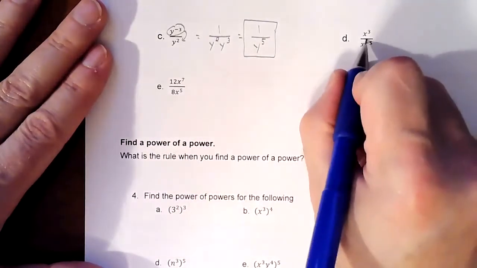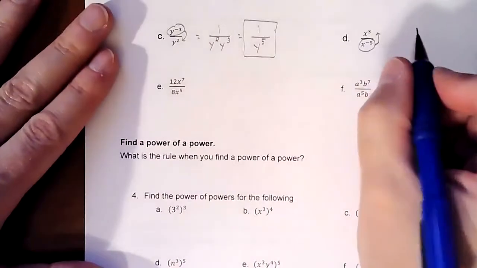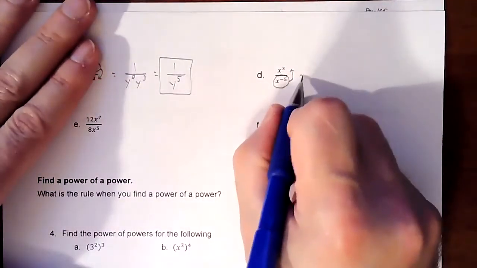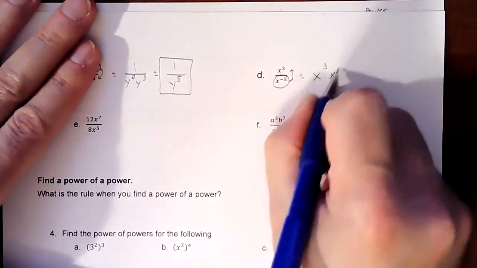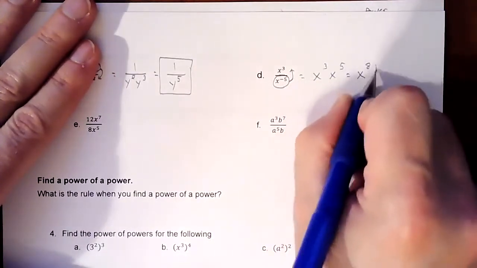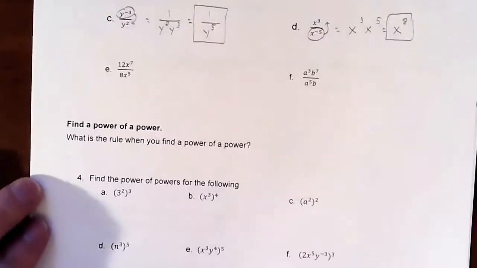Like here, there's a negative exponent on the bottom. I make it a positive exponent just by moving it, so that's going to go up. I had 3 x's on the top, and I'm bringing 5 more x's up, and I have x to the 8. All right, and then the last 2.